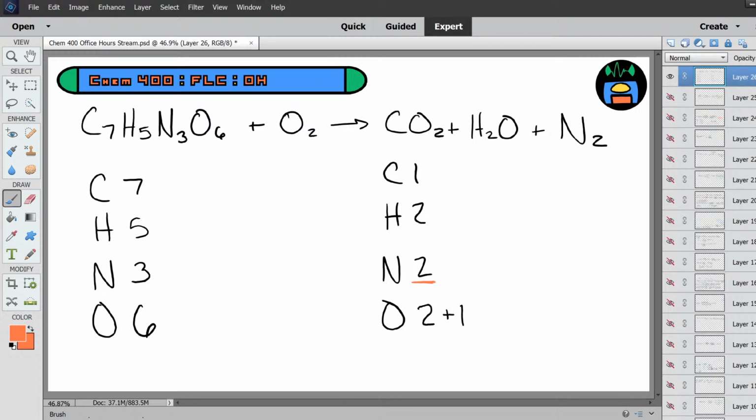So one thing you'll notice is you have 2 nitrogen on the product side, and 3 on the reactant side. All right, and these are an odd and even number. The only way to get these balanced is to multiply your N2 by 3 and your nitrogen source on your reactant side by 2. All right, this will balance nitrogen and mess up everything else.